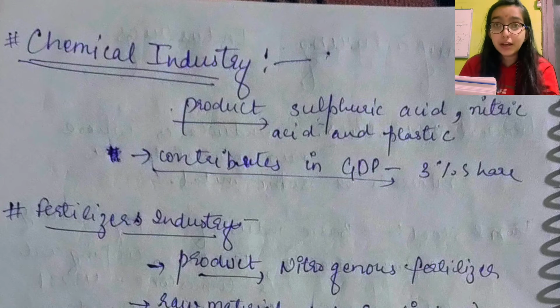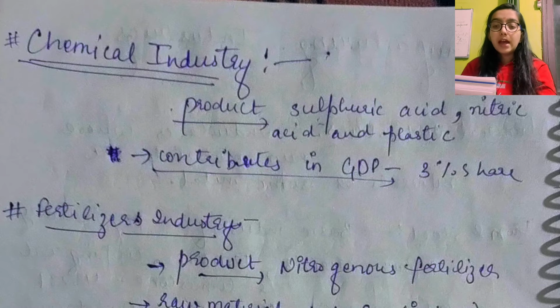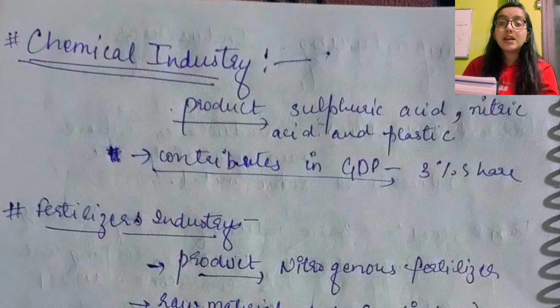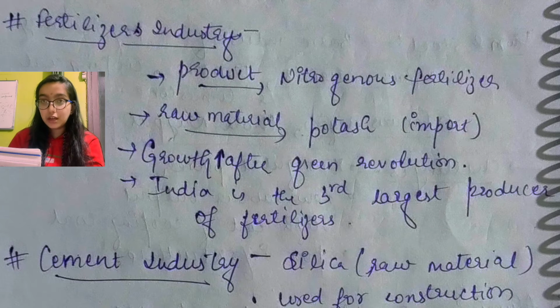Which industries? Chemical industries. Now comes the fertilizer industries. The product produced in fertilizer industries is nitrogenous fertilizer, and the raw material is potash, and you cannot find potash anywhere in India because it's imported from other countries. The growth of these industries has increased after the Green Revolution, and India is the third largest producer of fertilizers.